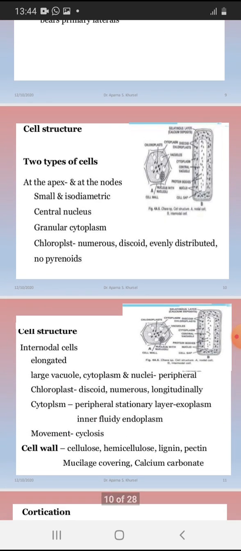As far as cell structure is concerned, there are two types of cells, nodal cell and internodal cell. At the apex of nodes, various small isodiametric cells are present. Each cell shows the presence of a single nucleus and numerous chloroplasts, which are disc shaped, and they are without pyrenoids.